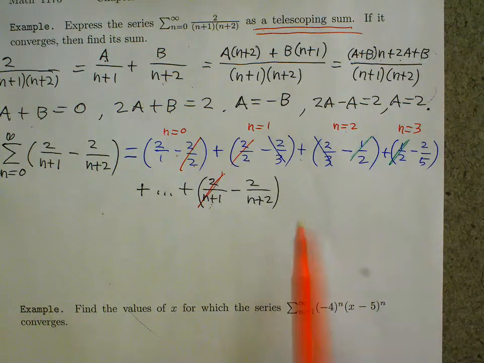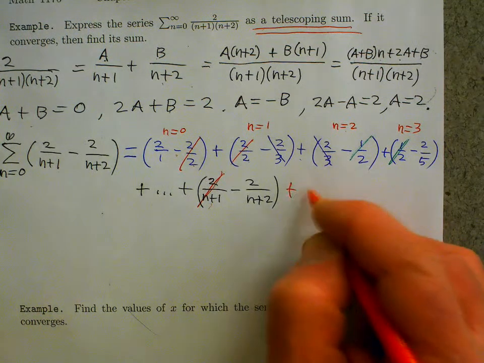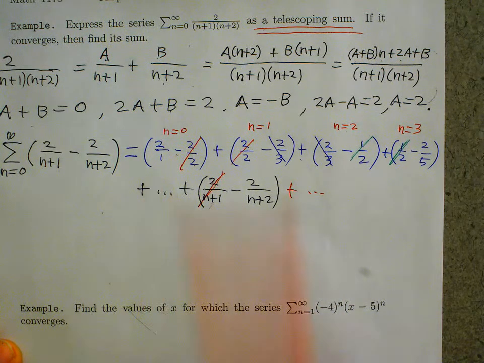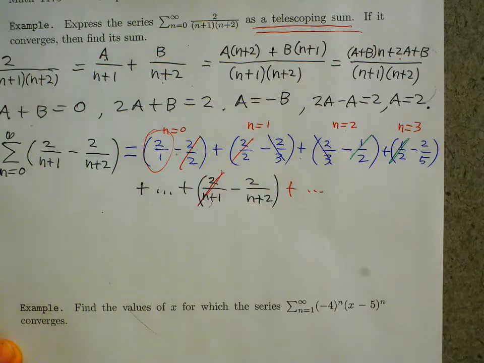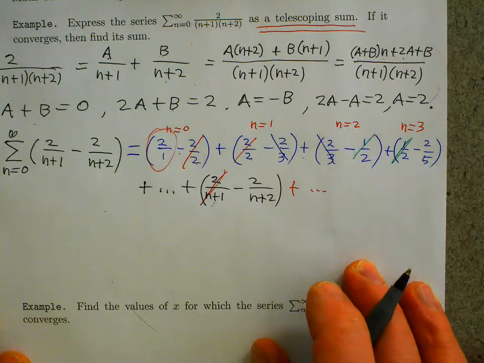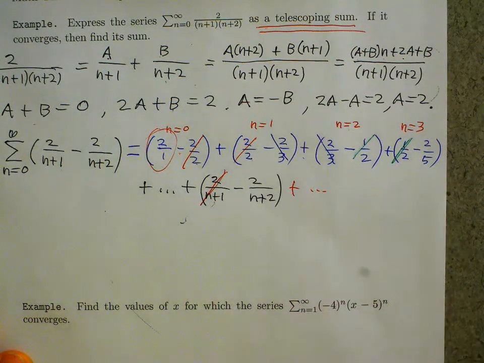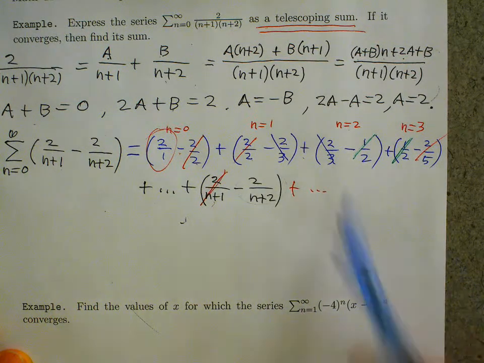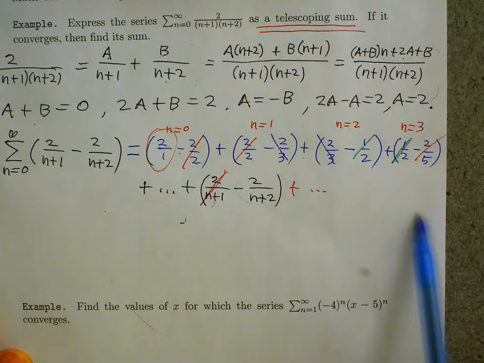And then if you let n go to infinity, well, this is still going, right? So as n goes to infinity, this term goes to 0. And so the only surviving term is the very first one, 2 over 1, because all of the other ones cancel each other out forever. And these terms are getting closer and closer to 0. Even though they're all getting canceled out, they're still contributing smaller and smaller quantities.